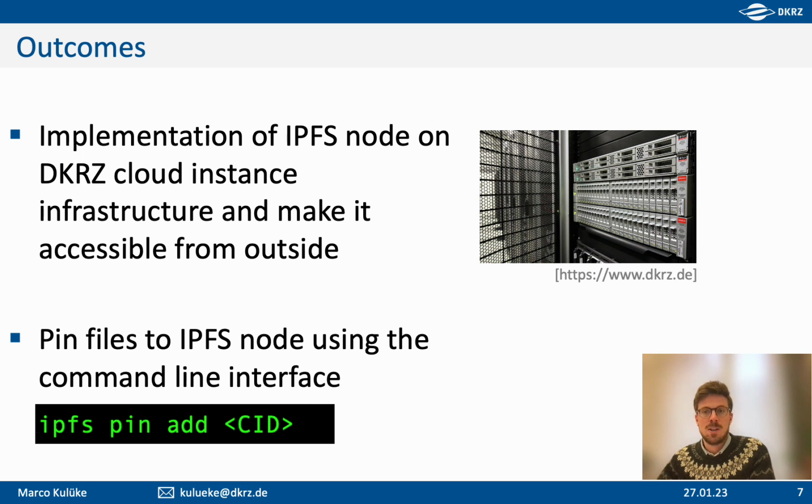Which outcomes did we achieve within the project period? We implemented an IPFS node on a virtual machine within the dataset infrastructure and made it accessible from the outside anytime. There's a limited amount of disk space allocated to it, which is roughly 10 GB at the moment, but it can be extended on demand. Currently, the files need to be pinned manually via the command line interface. The scientist needs to share the CID of the data with us, and then we can pin them.